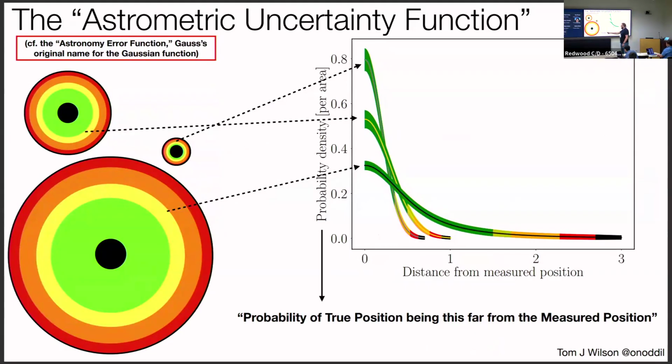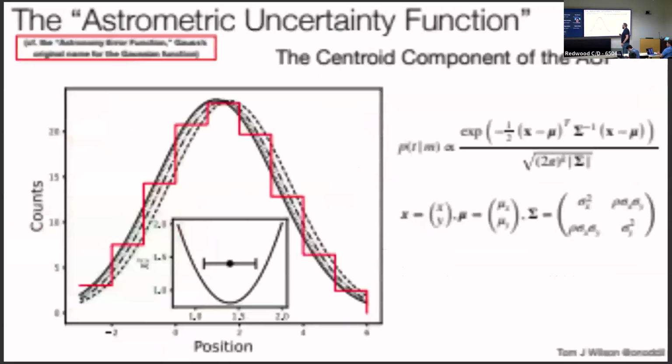What I want you to think of this as is the certainty with which we think we know the true position of our object, given where we measured the object to be. So that's what our black circle is. And then we have this decreasing probability, which if I then slice this in 2D, you see I have some probability density functions. It is the probability of the true position being this far away from the measured position, and it should decay in some fashion because we hope we've measured the best possible position of our object.